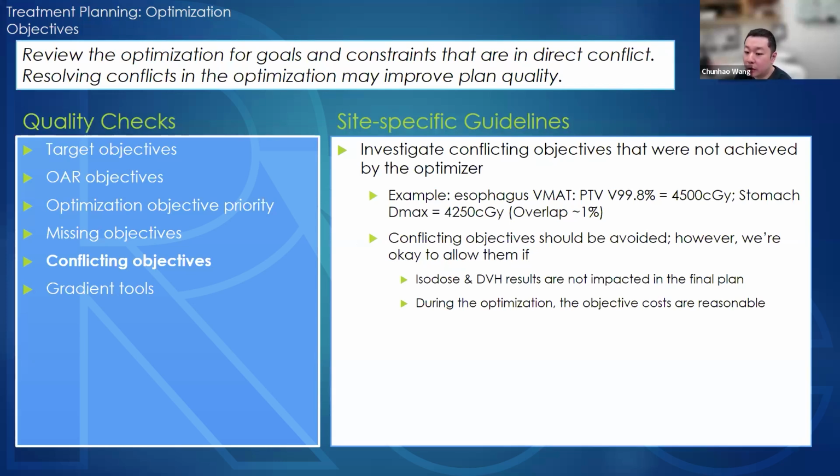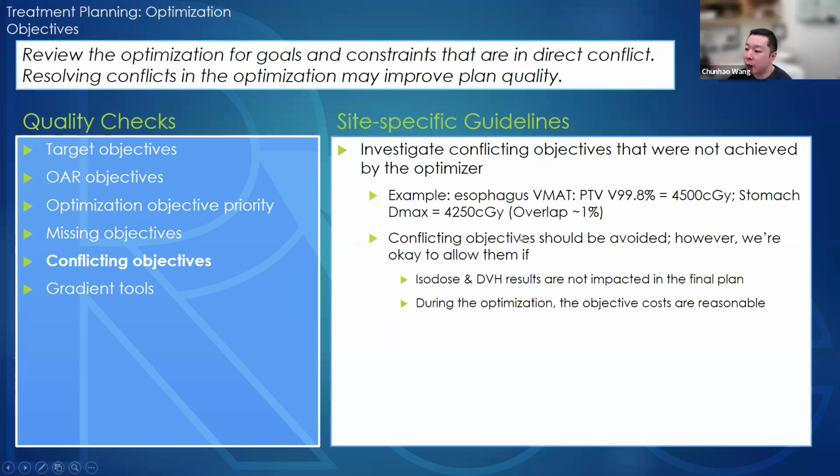However, we are okay to allow it if the isodose and DVH results are not impacted in the final plan, and during the finalization, objective costs are reasonable. In other words, if your final plan is okay, you don't have to go back and fix this problem, because that's the point of optimization, right? You are going to have the optimizer see conflicting things as long as they can give you a satisfactory compromise.